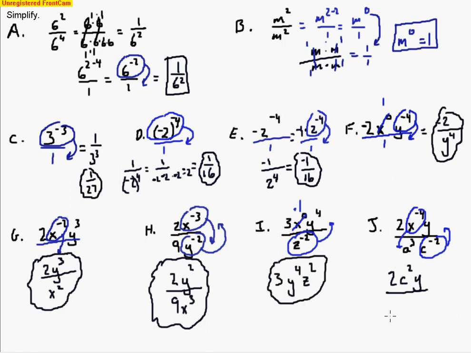Well, we still have these a's, though. So a to the third, those stayed where they were. And x to the negative fourth went down below. Now it's a positive 4. And there's our answer. So that's the first set of directions, just to simplify. We've got 2 more sets of directions to go.